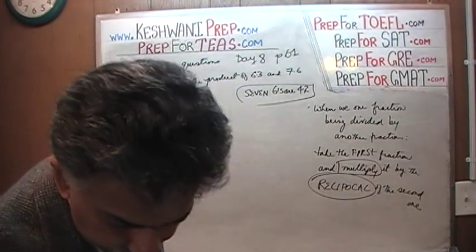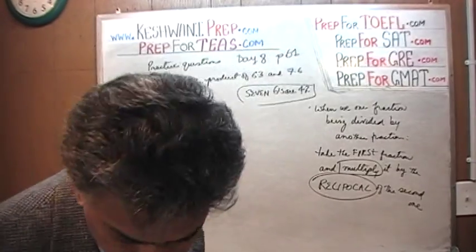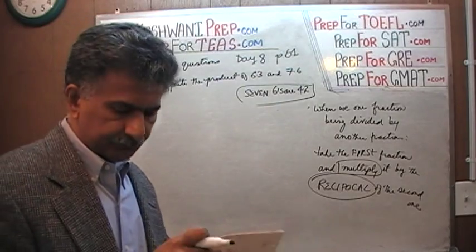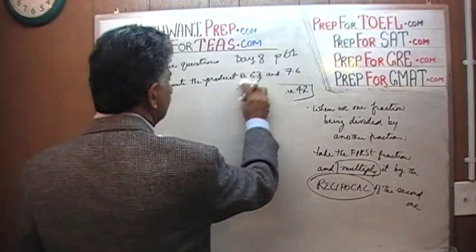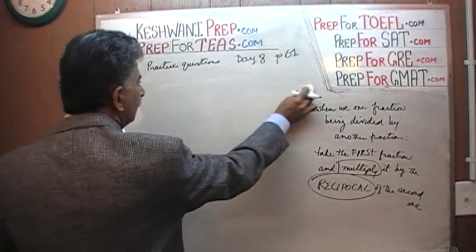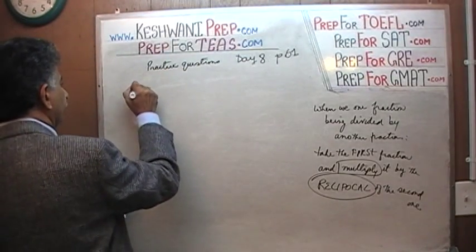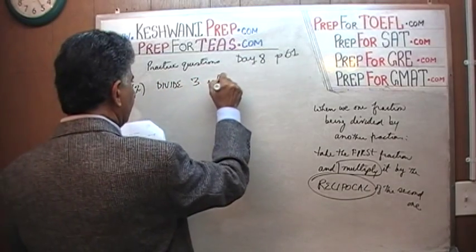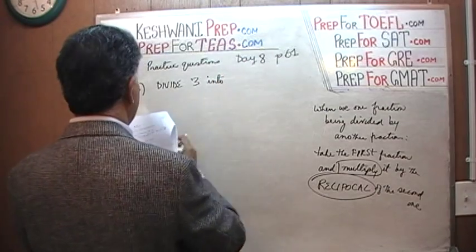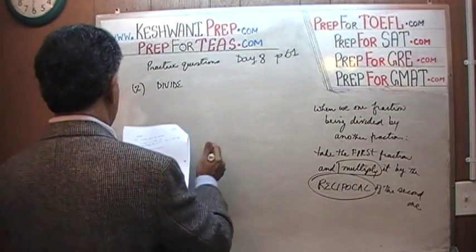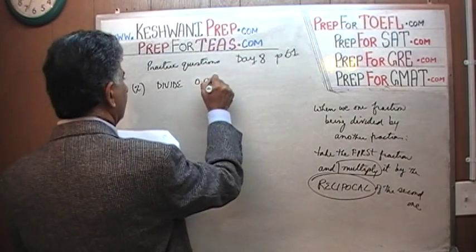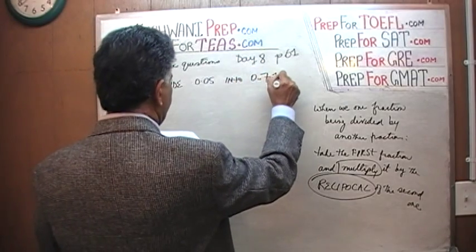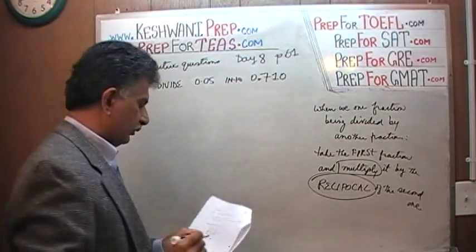Number 2. Number 2 says divide 0.05 into 0.71. Now what does it mean to divide something into?